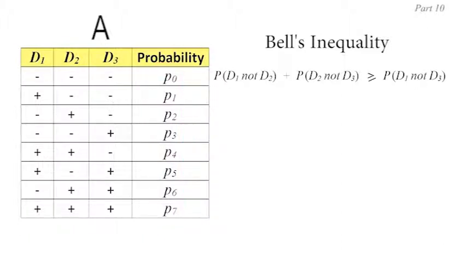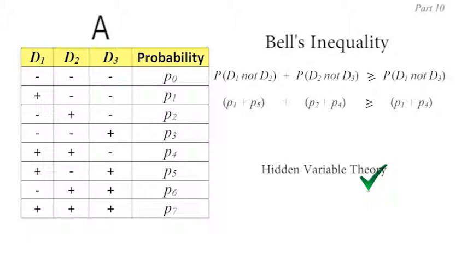And the probability version of the Bell's inequality for the hidden variable situation that we did a moment ago would come down to P1 plus P5 plus P2 plus P4 must be greater than or equal to P1 plus P4. This, again, is obviously satisfied for the hidden variable situation because the left-hand side has a P2 plus P5 more than the right-hand side. This is easily seen when the left-hand side is rearranged. These are the same, so the left-hand side is this much bigger.